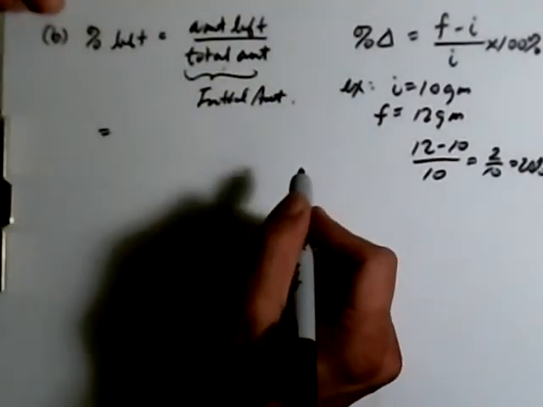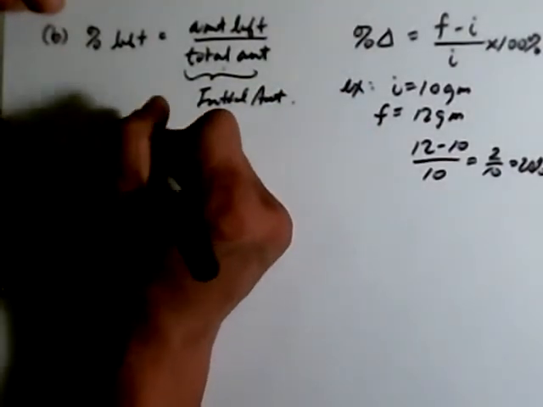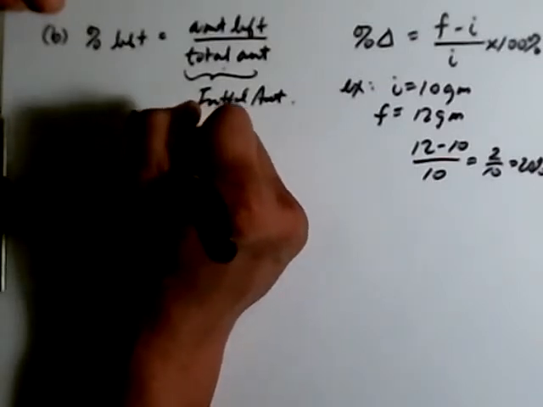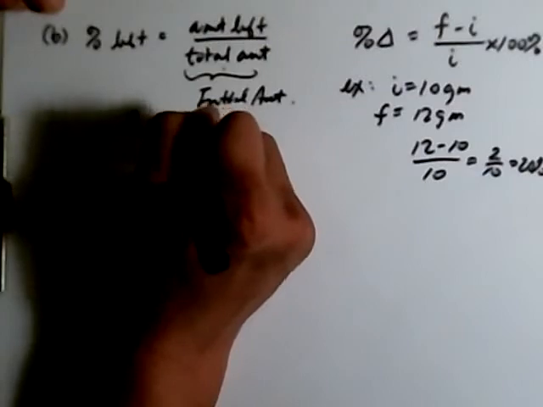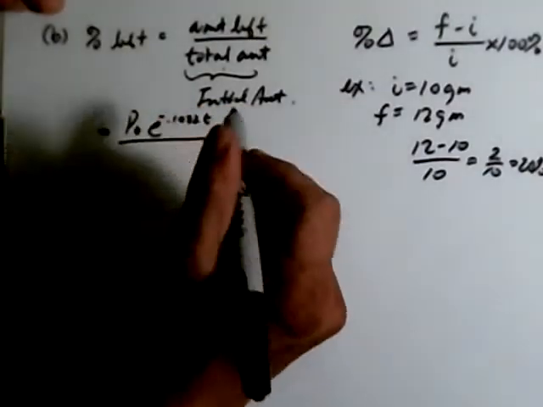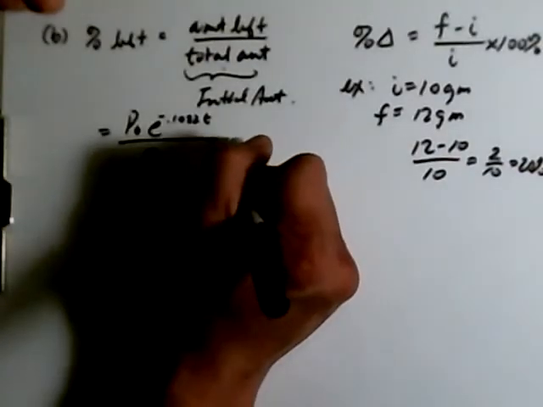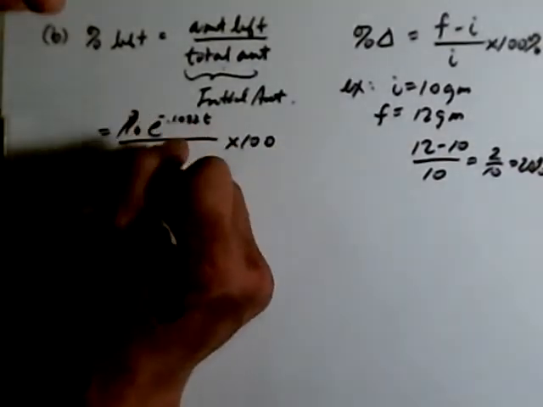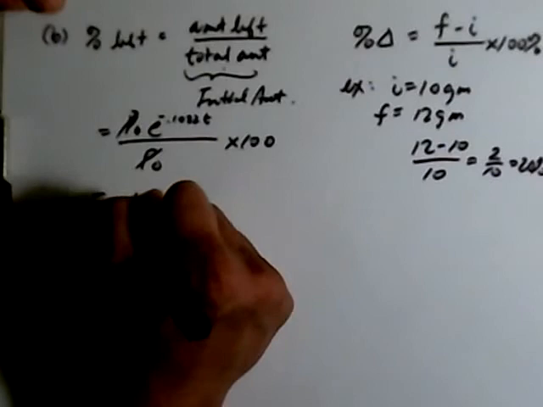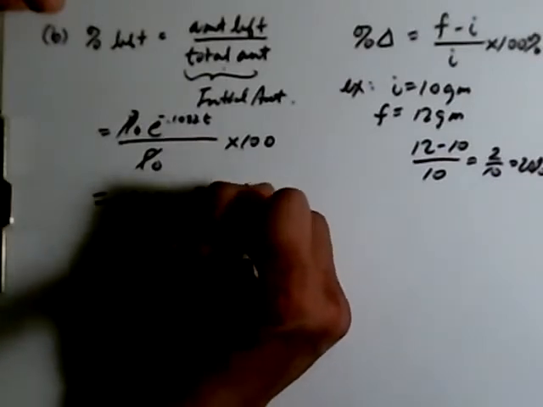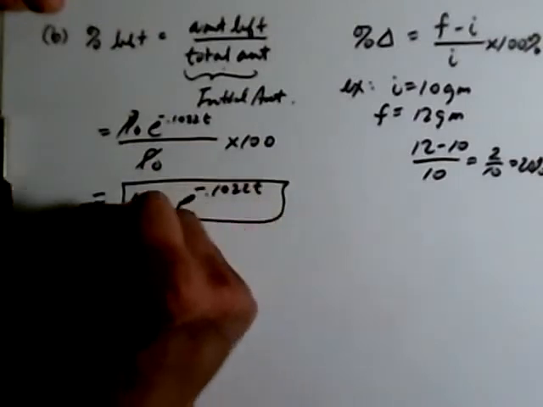So it's the amount that's left divided by the total amount, which is your initial amount. The amount left is going to be the function P naught times e to the negative 0.1022 t, divided by P naught, your initial amount, times 100, of course. The P naughts cancel. You end up with 100 e to the negative 0.1022 t. And that's your final answer.